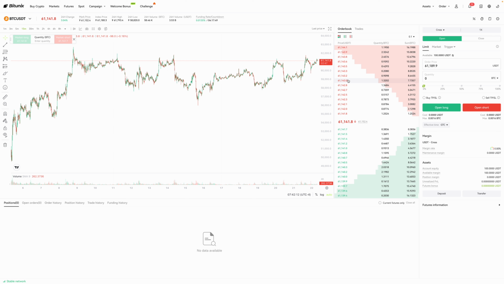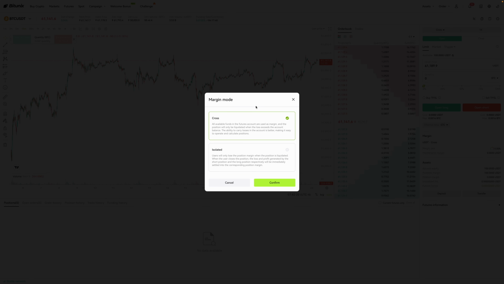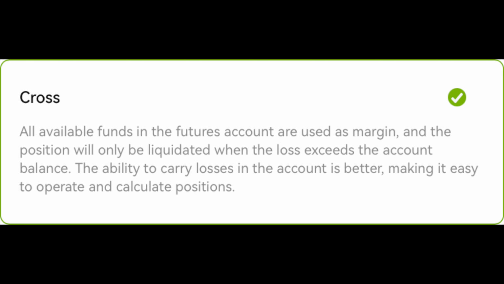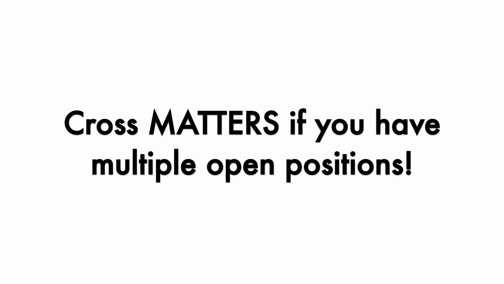So the second thing is margin mode. Over here where it says cross, if you click on it, it'll bring up a pop-up menu where it says margin mode. Basically you have 2 options, and the first is cross and the other is isolated. So basically this here is asking you how you would like to collateralize your debt on your open positions. For cross, all of the funds in your futures account will be used as collateral for any open position. This won't really affect you if you only have one position open at a time, but it will affect you if you have multiple open positions.